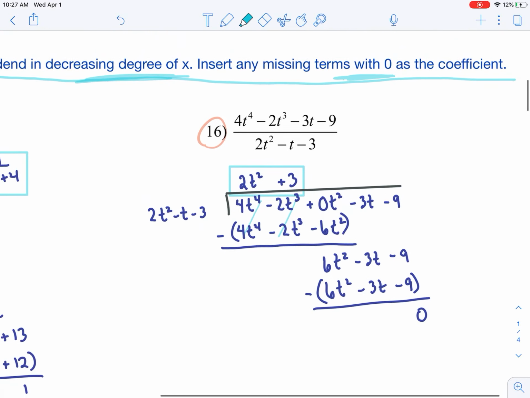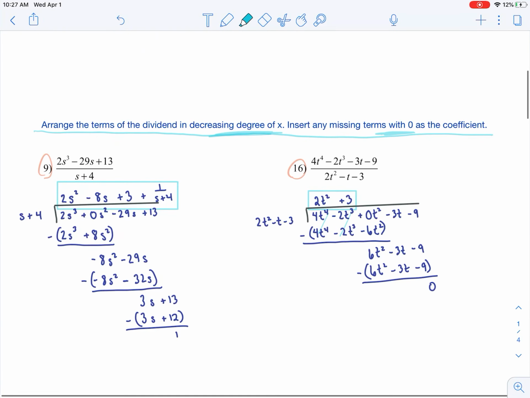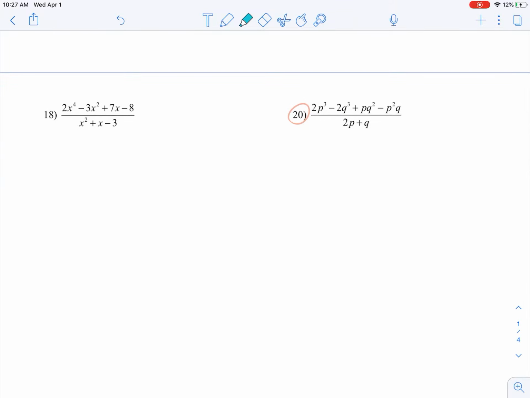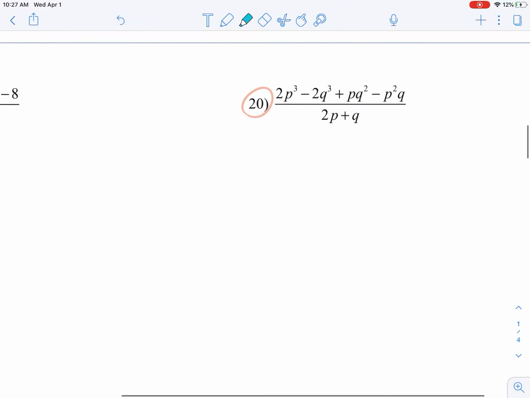Okay, so big ideas again are putting your divisor out here, putting your dividend under that division sign, that division bar, writing your terms in decreasing order, and putting in a 0 wherever you need to. Okay, one last one for me, a couple more for you.